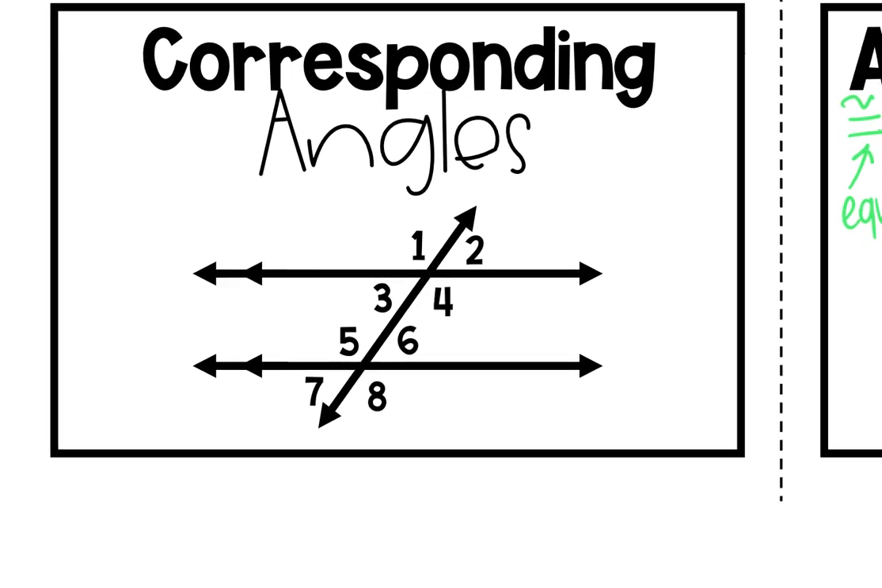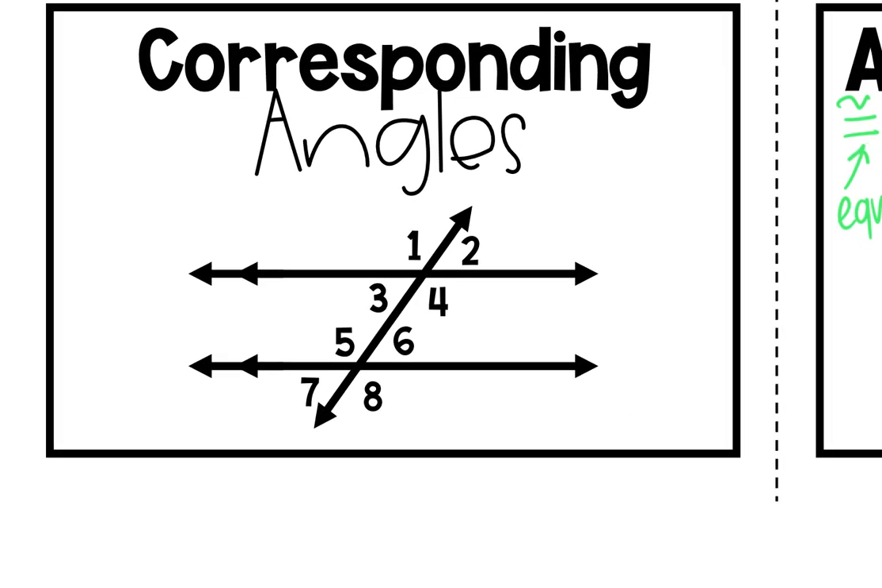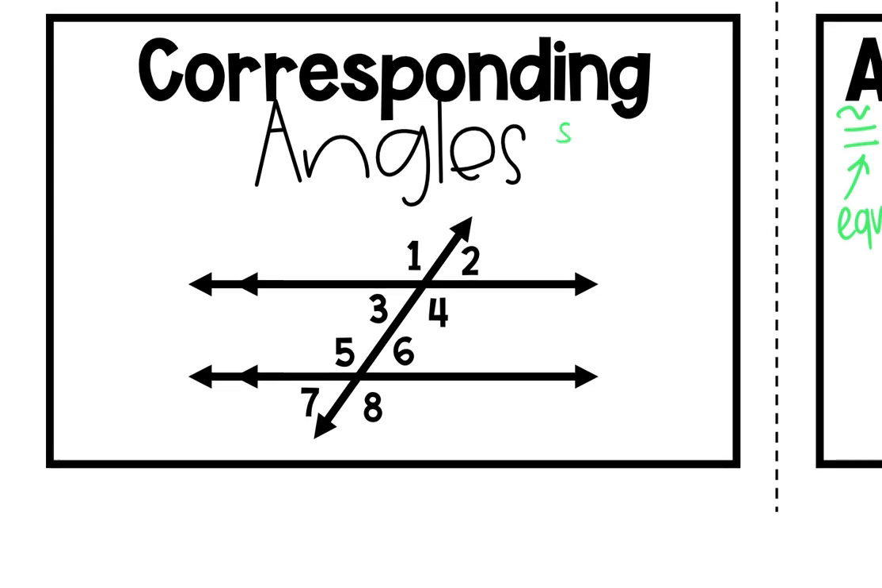All right, let's do corresponding next. Corresponding angles, it means that we have angles in the same position in their group of 4. So I'm just going to write a reminder here that they are in the same position in their group of 4. Okay, so just a reminder there. They're in the same position in their group of 4.